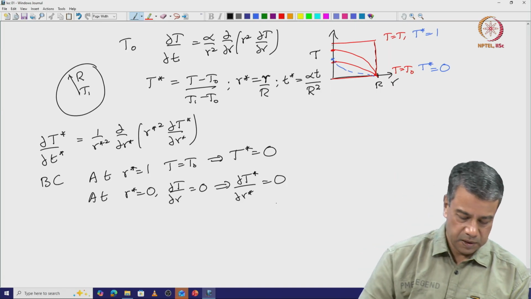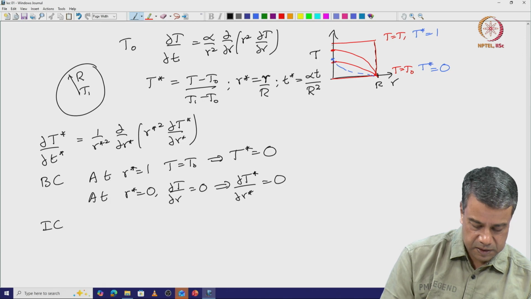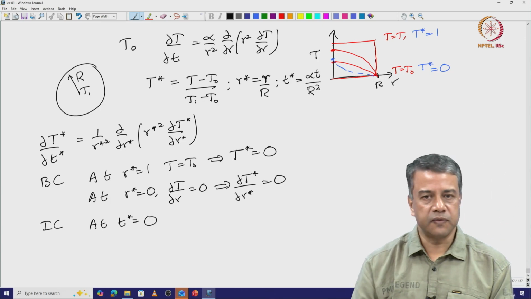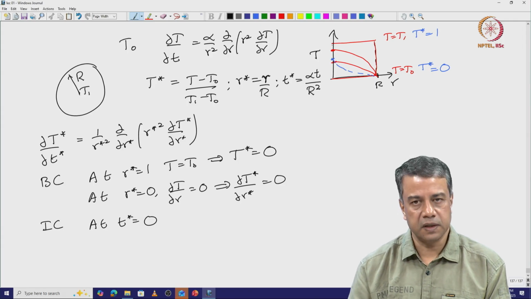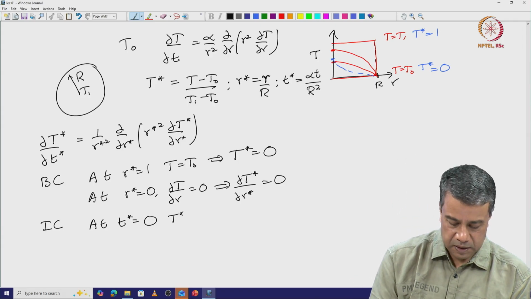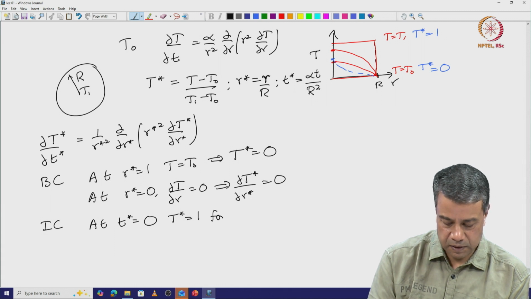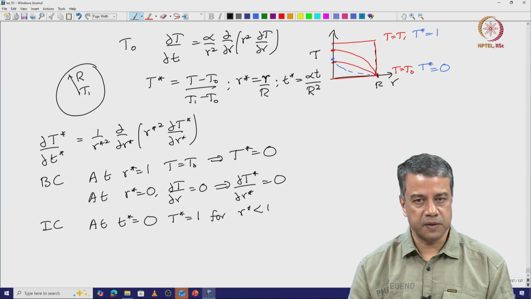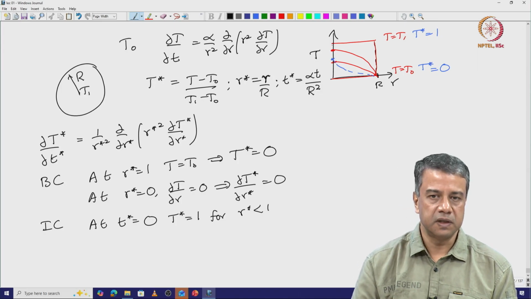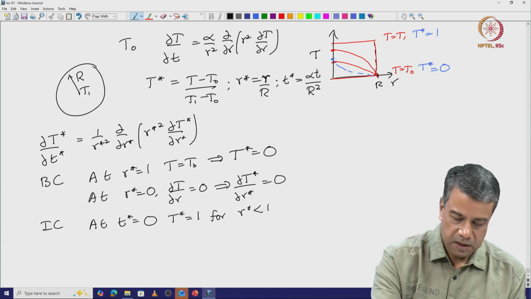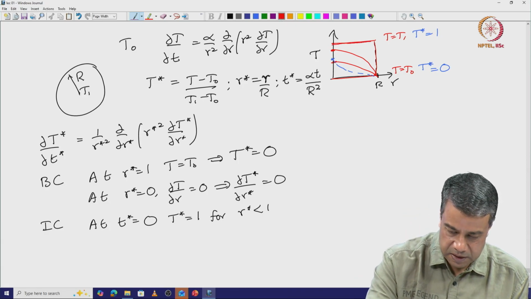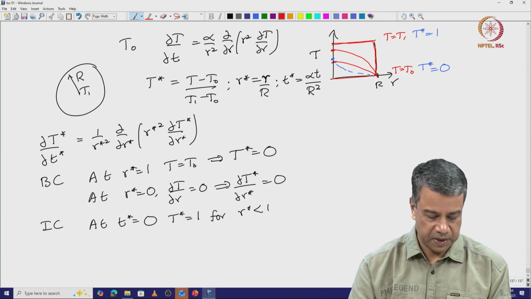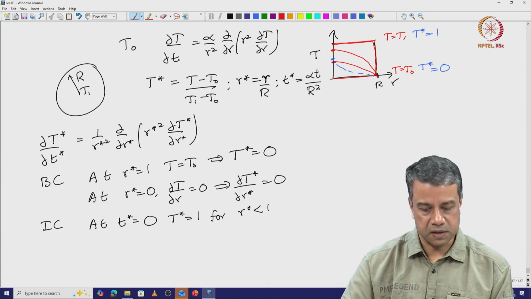And the initial condition is that at T star equal to 0, just before the sphere has been immersed in the fluid, the temperature is equal to 1 for r star less than 1. That is, the surface is at temperature 0, but everywhere within the sphere the scaled temperature is 1, as shown in this figure by this step function. So, those are the boundary and initial conditions for this case.